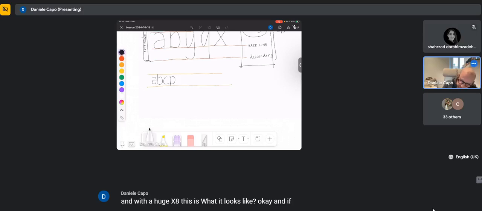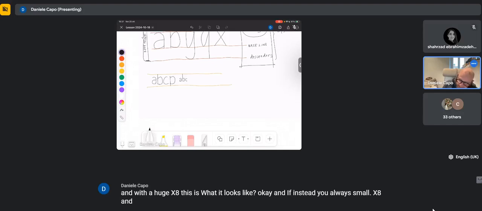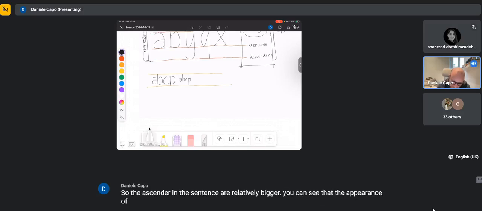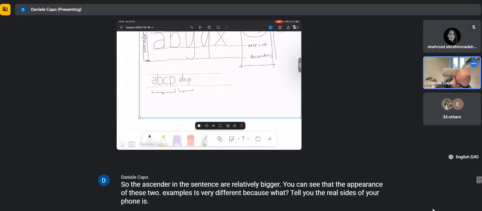And if instead you have a small x-height, so the ascenders and descenders are relatively bigger, you can see that the appearance of these two examples is very different, because what tells you the real size of your font is what you see.